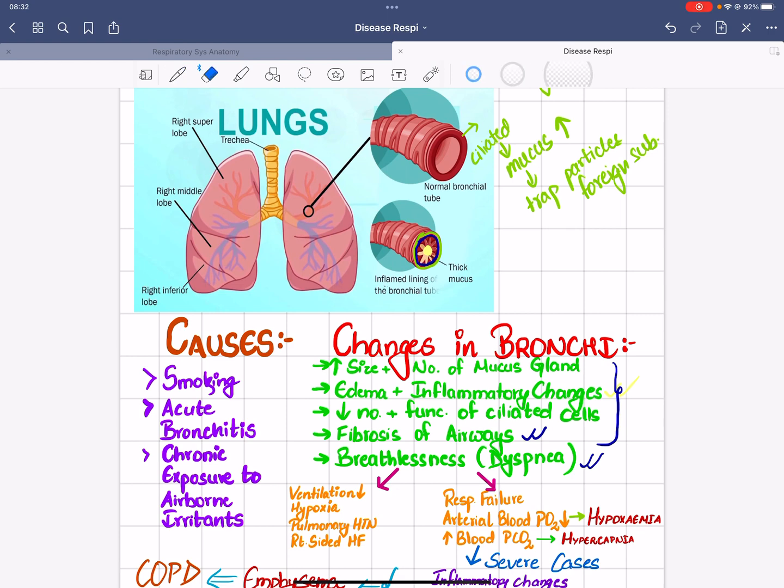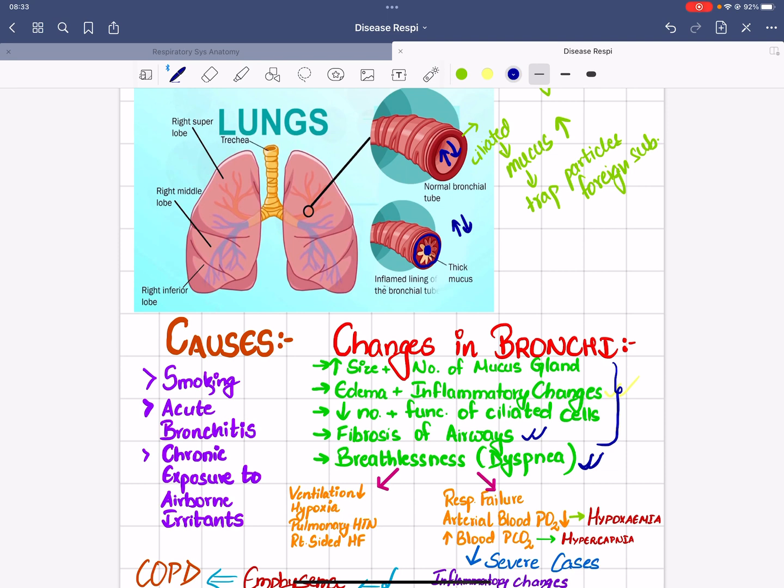We can easily see in the figure here that normally this is where the airway goes and comes out, right? Whenever the mucus size increases and there is fibrosis, edema, and inflammation, the airway size actually decreases. Because of this, they cannot inhale and exhale as they used to before, but rather in a very small amount. Due to this, they develop breathlessness, a very chronic condition in bronchitis, because of which different complications arise.